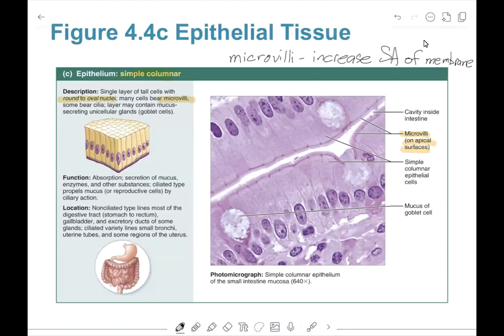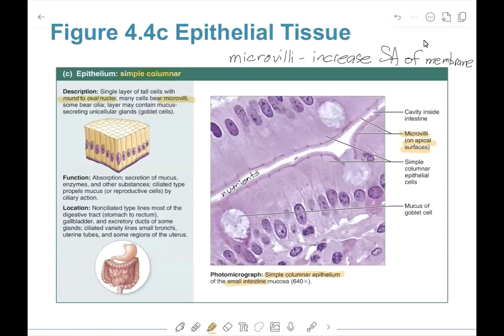So they increase the area where molecules can be absorbed. In this example, we're looking at simple columnar epithelium that's in the small intestine. Found in this area would be nutrients, could be carbohydrates, lipids, or proteins, and those molecules are going to be absorbed. And then there's also secretion that happens. So that function, absorption and secretion, is just like simple cuboidal epithelium.